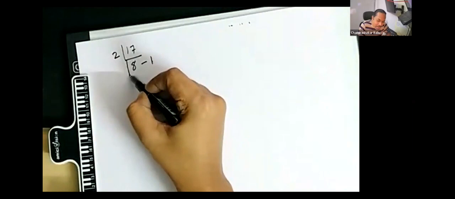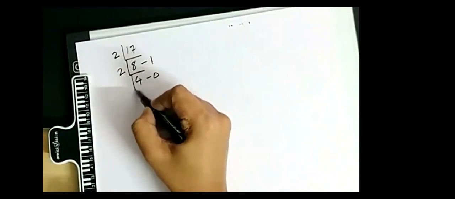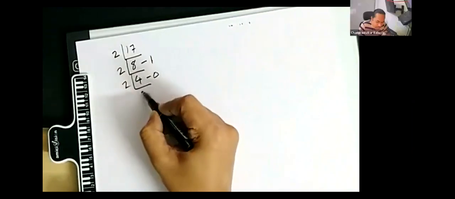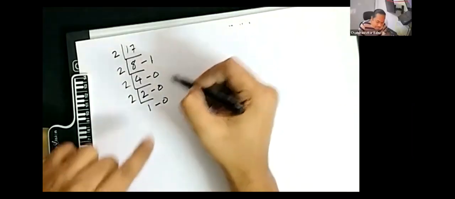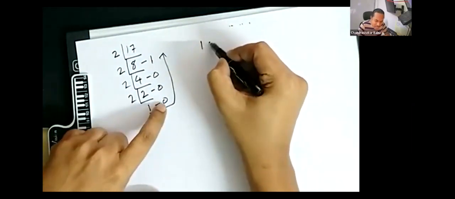Now what you do, you divide 8 by 2. So what do you get? You get 4, remainder is 0. You again divide 4 by 2. What do you get? 2 2s are 4, remainder is 0. Then what do you do? You divide 2 by 2. 2 1s are 2, remainder is 0. So what is the value? The value is you start counting like this in this order. 1 0 0 0 1.